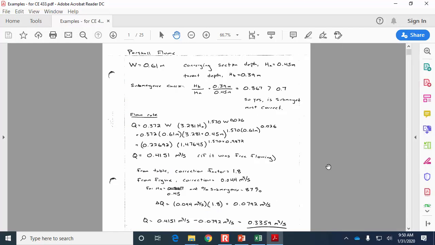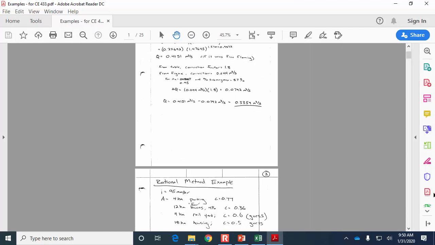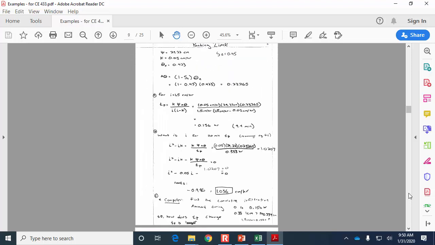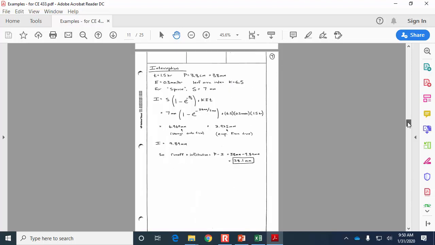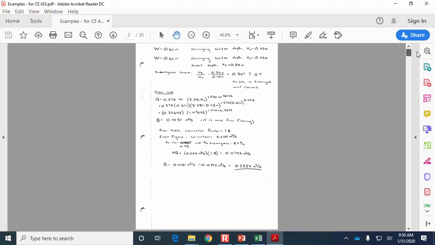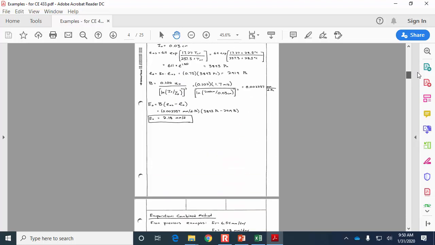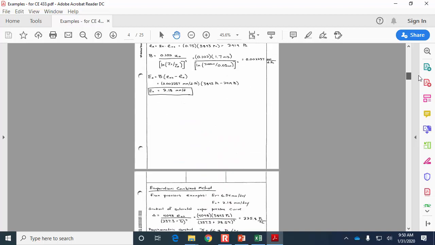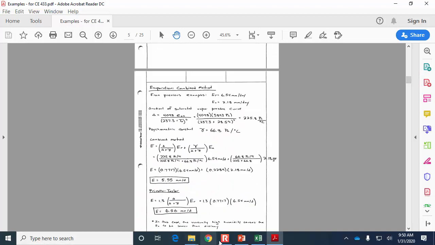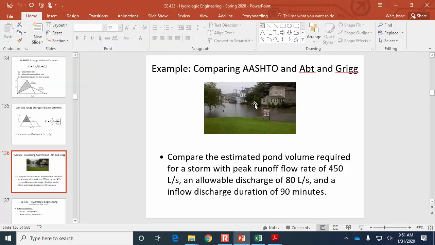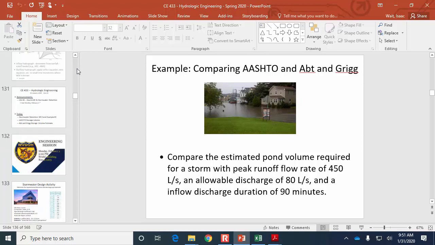These methods are essentially just plugging the numbers into the equation and running it through your calculator. But the thing that's interesting is that even though those methods are relatively different, they can yield the same result. So I'll send you the solution so that you can see how AASHTO and Aptin Grigg compare and the volumes that are required.